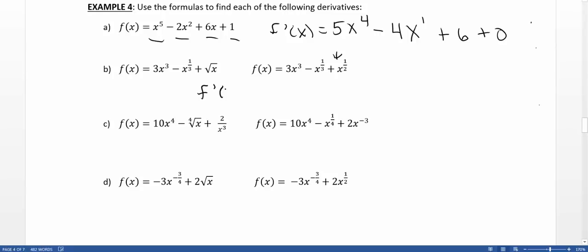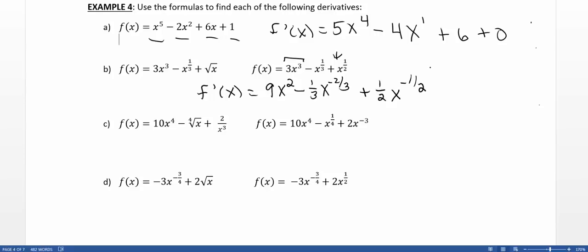Again, now that we have that, we can go term by term. So the derivative of 3x cubed, the 3 comes down to multiply the 3. We get 9x squared minus 1/3 x to the negative 2/3, because again, 1/3 minus 1 is negative 2/3, plus 1/2 x to the negative 1/2. So the 1/2 comes down, and a half minus 1 gives me negative 1/2. For now, you don't really need to worry too much about simplifying. You only need to simplify if you're asked to simplify, or if you need to use your derivative to find something further.